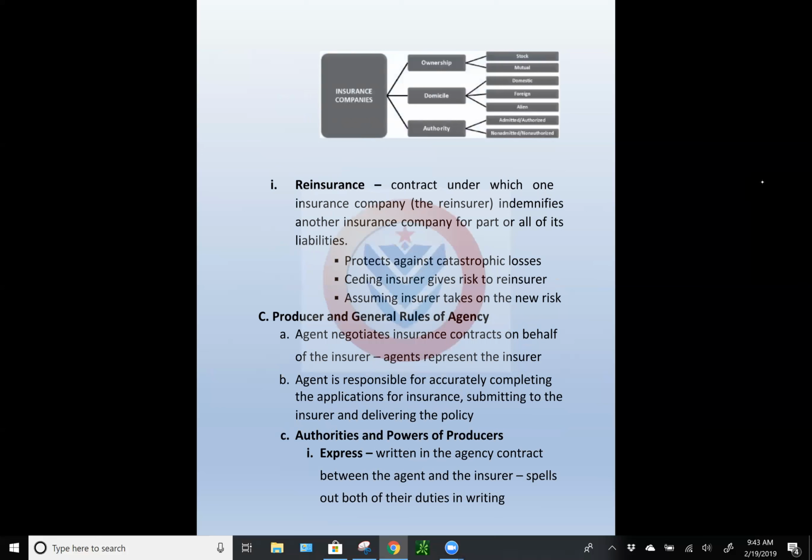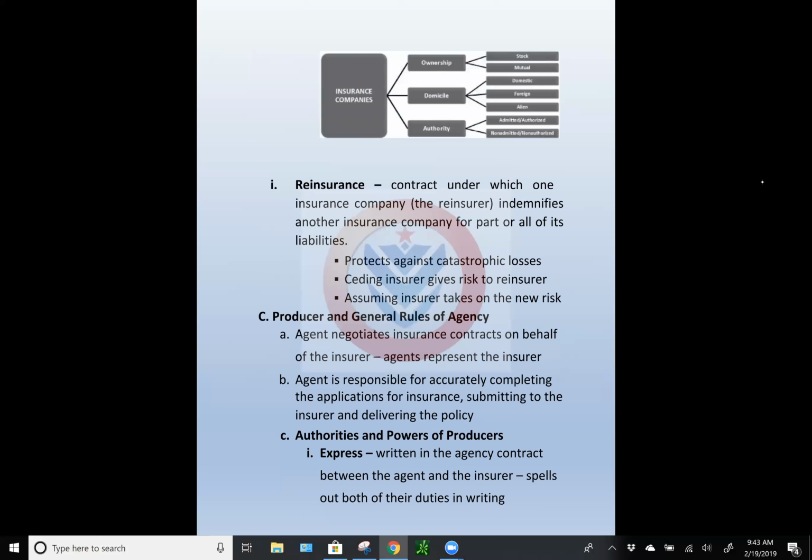Next, we have reinsurance. Reinsurance is a contract under which one insurance company, the reinsurer, indemnifies another insurance company for part or all of its liabilities. The whole purpose behind reinsurance, it protects against catastrophic losses. The ceding insurer gives the risk to the reinsurer. The assuming insurer takes on the new risk.